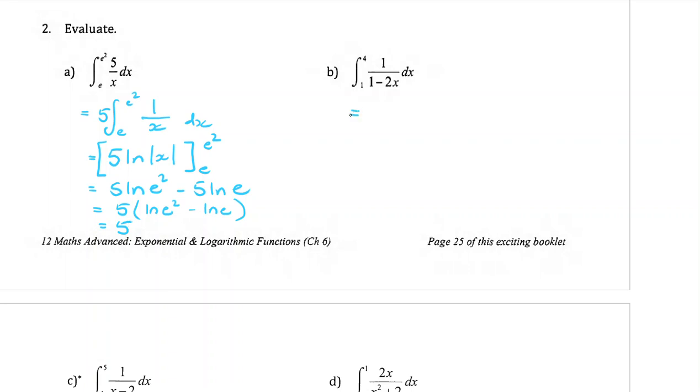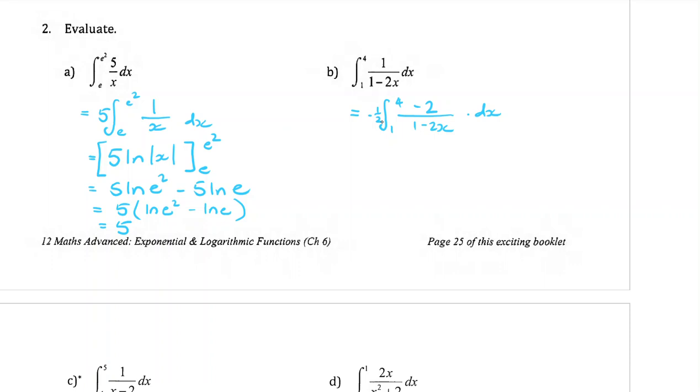Let's get it in the right form first. So starting with the denominator, I have 1 minus 2x. I need the derivative of the denominator on the top. So what's that got to be? Negative 2. Now, I had a 1 there. So how do I fix it to be the same value? Negative 1/2 out the front. Okay, sorry, it's a bit small. Hope you can see that.